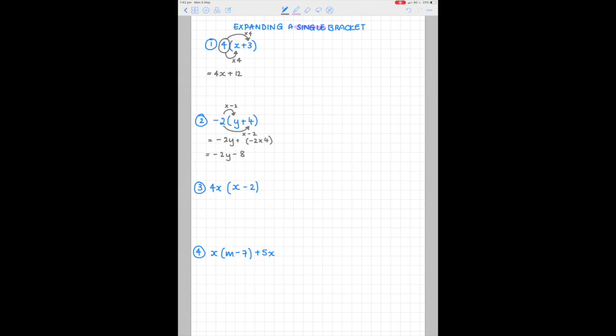minus negative 8, because negative 2 times 4 is negative 8, and then negative 8 and a positive keeps it negative, and we're left with negative 2y minus 8.